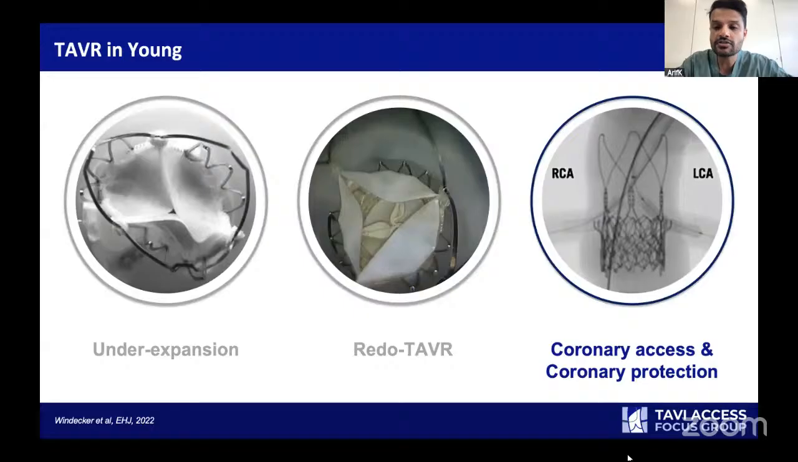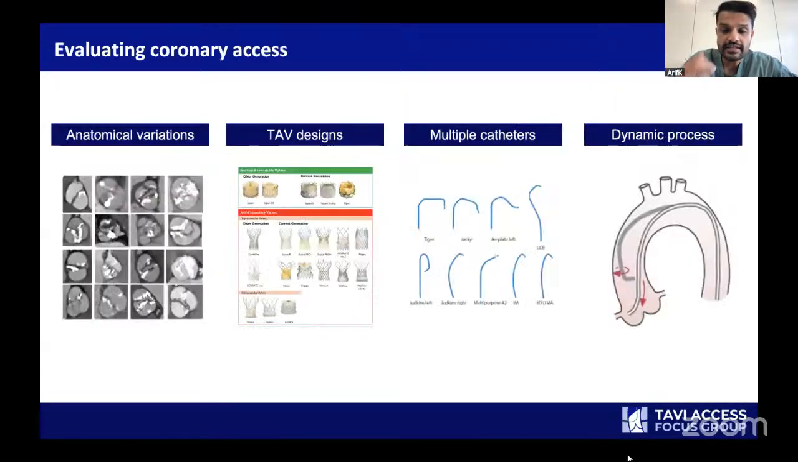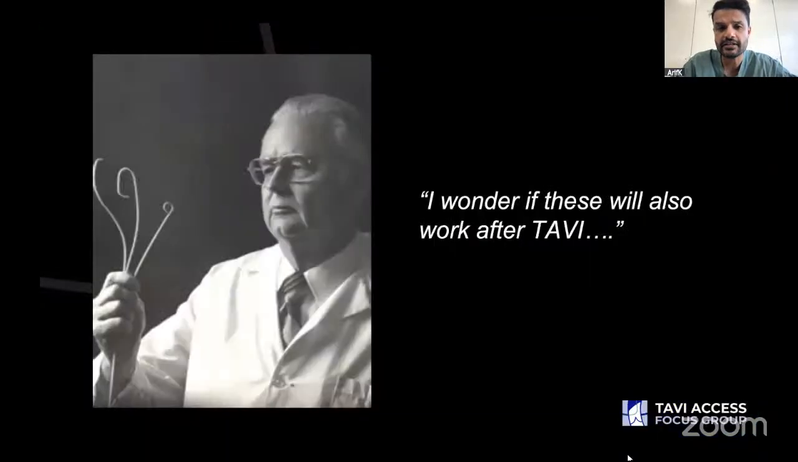So moving on now to the coronary challenges and how we can address and answer these. We found this quite a difficult topic. You've got so much anatomical variation, so many transcatheter valves, so many different catheters, and we're trying to study something which is quite a dynamic process. You're moving things around. It's not just static images that we really need. And I think this is the biggest challenge with coronary access after TAVI.